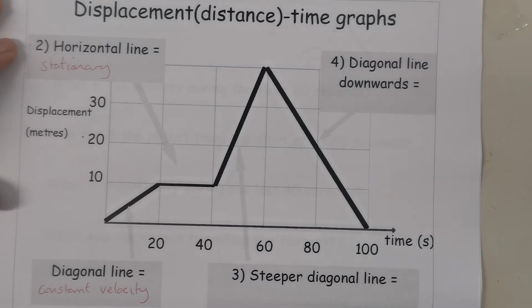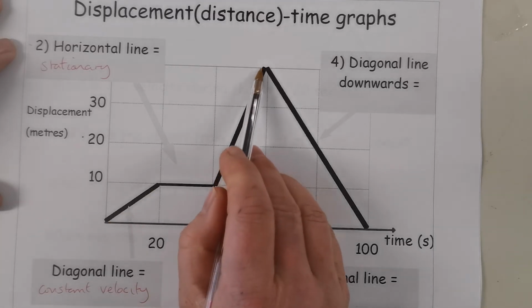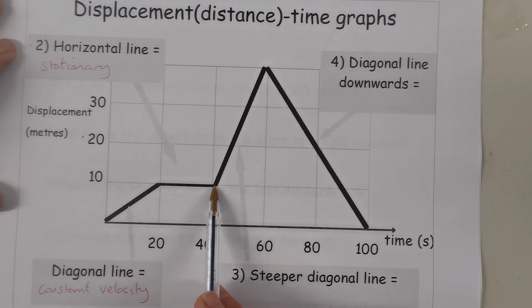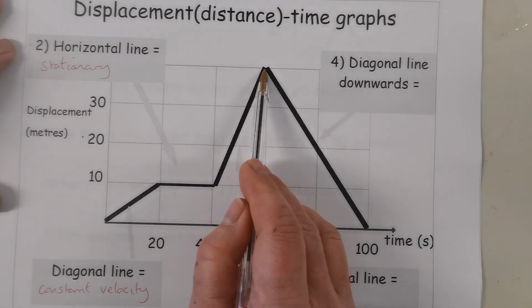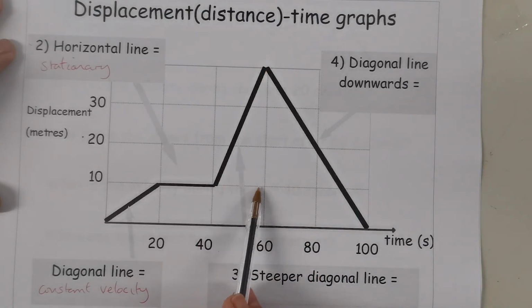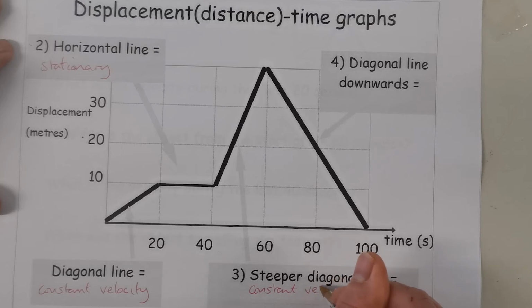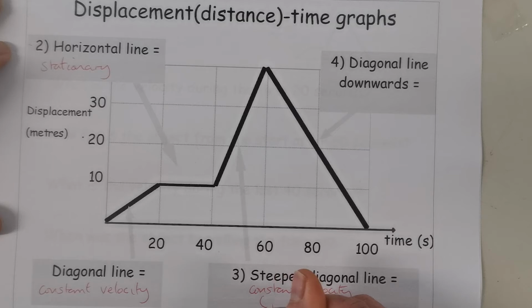Now, what about 3? Well, it's very similar to what was going on here. This travelled 0 to 10 meters in 20 seconds. This has travelled from 10 meters away to 40 meters away in the same time period. This is also a constant velocity. What's the difference? Well, it's going faster.